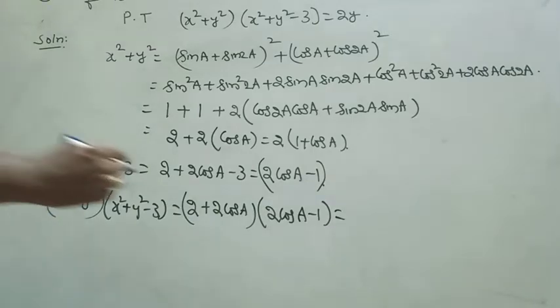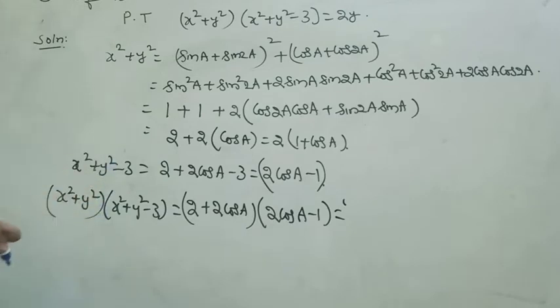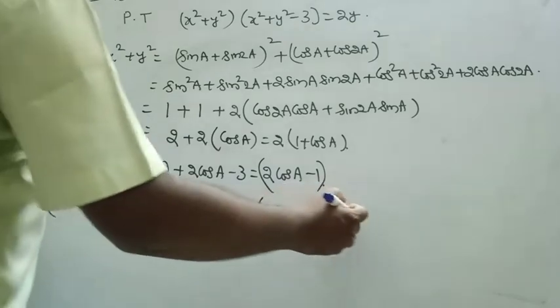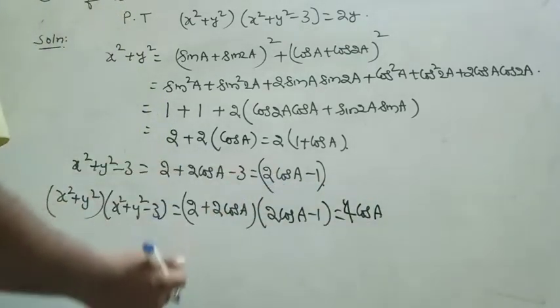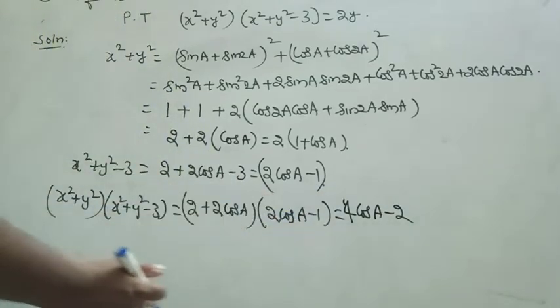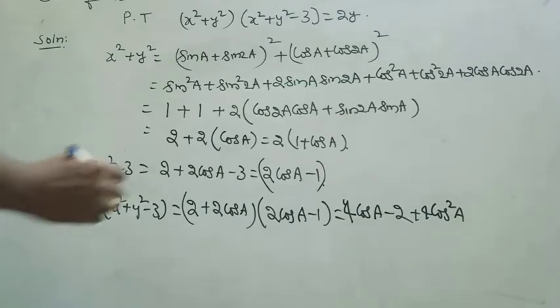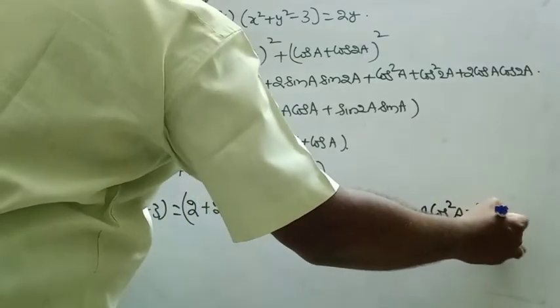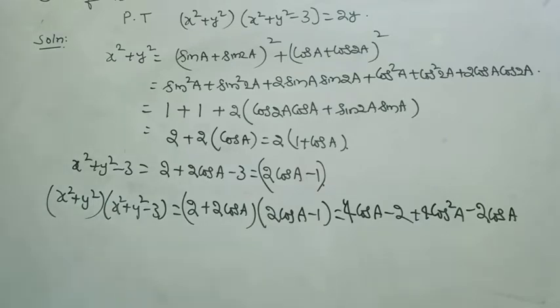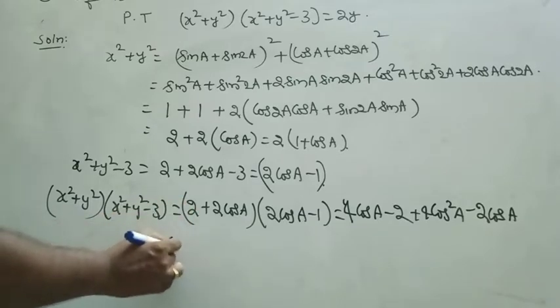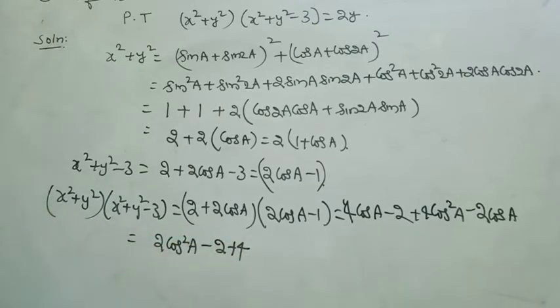This is equal to 2 into 2 cos A, that is 4 cos A, then 2 into minus 1 is minus 2, then 2 cos A into 2 cos A is 4 cos square A, and 2 cos A into minus 1 is minus 2 cos A. Now if we simplify 4 cos square A minus 2 cos A, we are going to get 2 cos square A minus 2 plus 4 cos A.